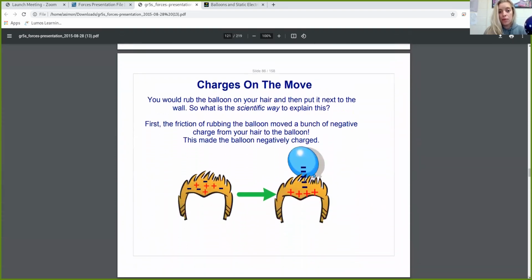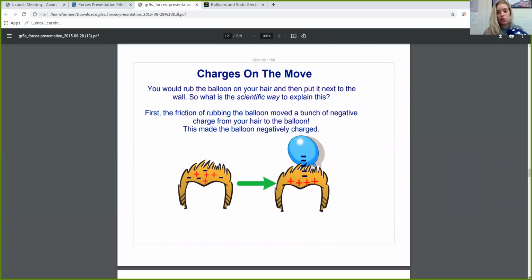Well, I could rub the balloon on my hair and then put it next to the wall. So let's see. I've rubbed the balloon on my hair, so now I'm transferring some of those charges. And when I put it next to the wall, we notice it sticks. So how do I explain that? Well, first, the friction of rubbing the balloon moved a bunch of negative charges from your hair to the balloon. This made the balloon negatively charged.